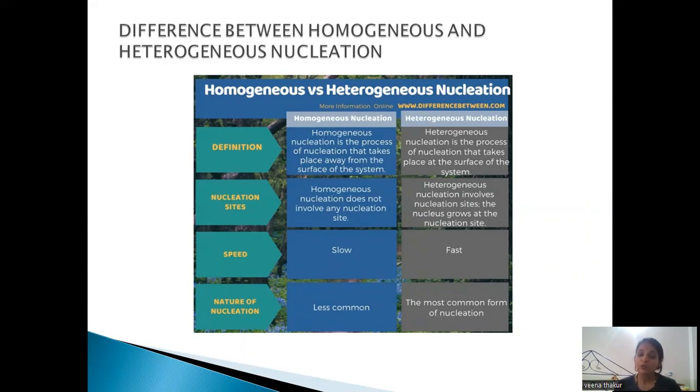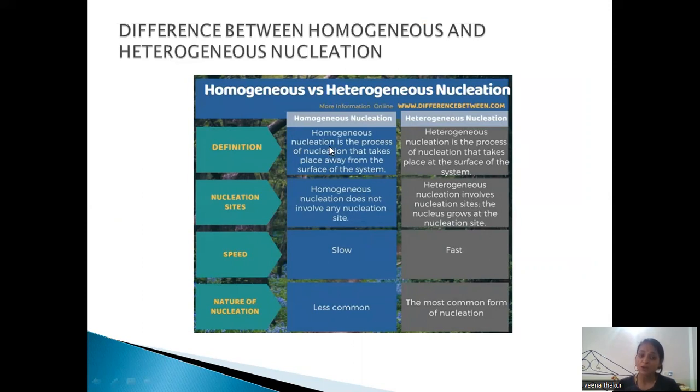Homogeneous nucleation is the process of nucleation that takes place away from the surface of the system, whereas heterogeneous nucleation is the process of nucleation that takes place at the surface of the system. On the basis of nucleation sites, homogeneous nucleation does not involve any nucleation site, whereas heterogeneous nucleation involves a nucleation site. The nucleation goes on at the nucleation site.